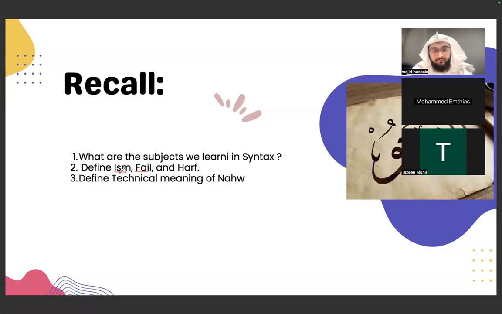Then we had ism refers to noun, fa'il refers to verbs, and harf refers to particles. So, what does ism mean? Can anyone recall ism or noun? How do we define it in this subject?